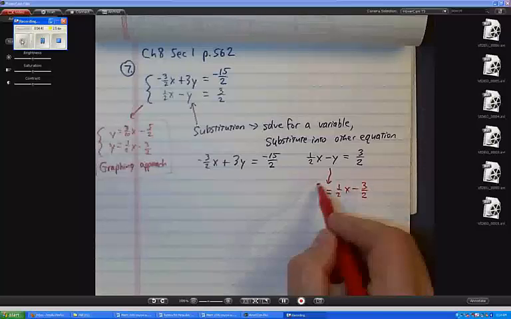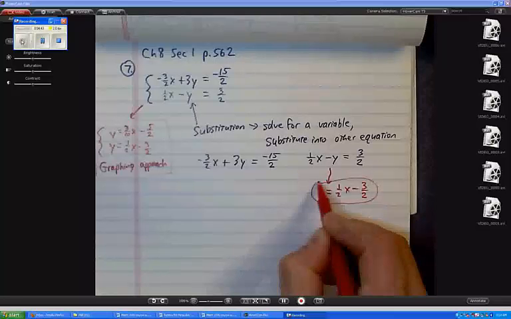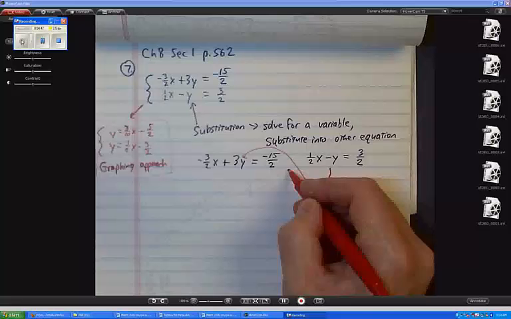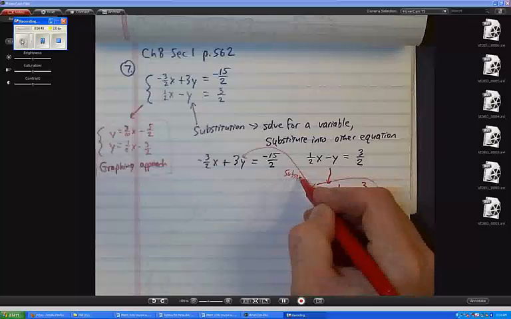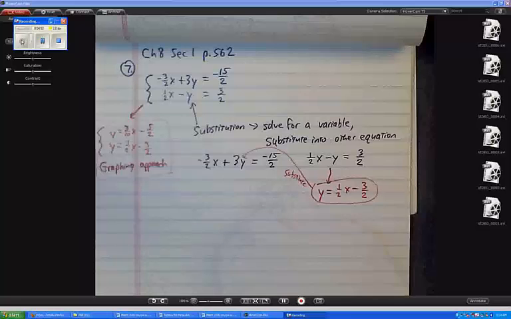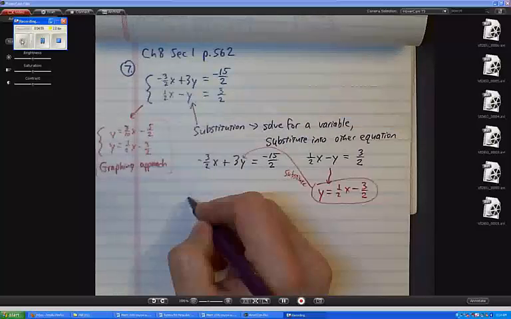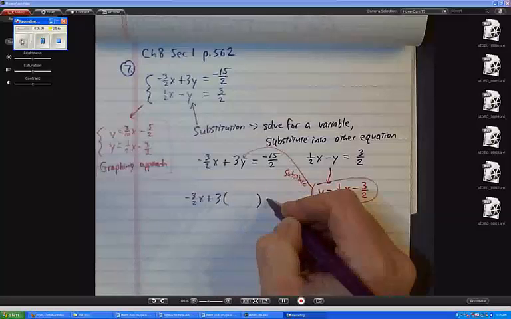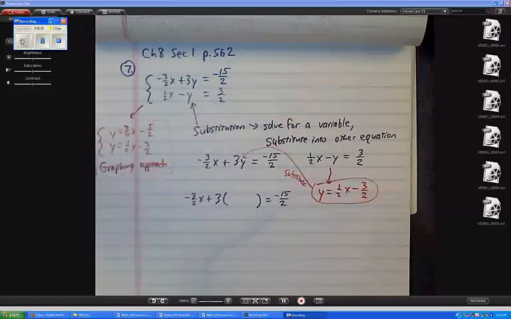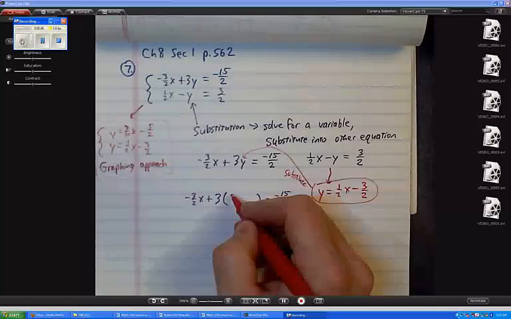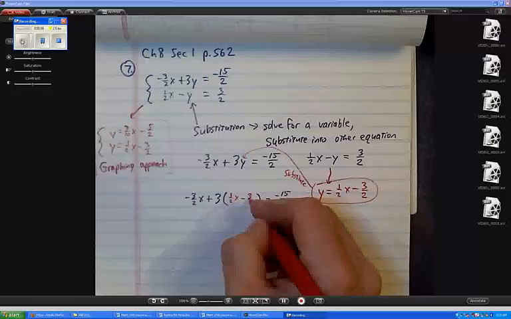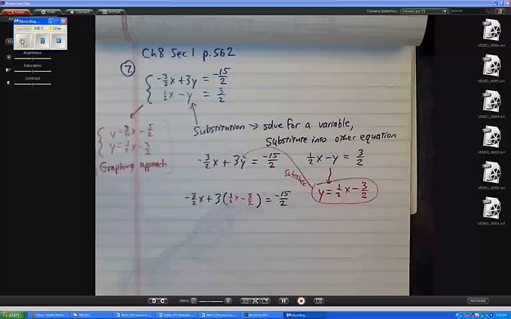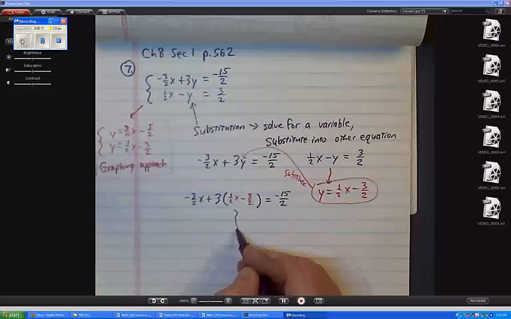And then what you did was you said, well, if I know what y is, I can come over to the first equation and substitute. So my new equation is going to be negative 3 halves x plus 3, and where it used to say y, what can I write? 1 half x minus 3 halves, right? And now, the new equation only has what in it? X's. And so, more work gets done, and eventually you got x equals what?